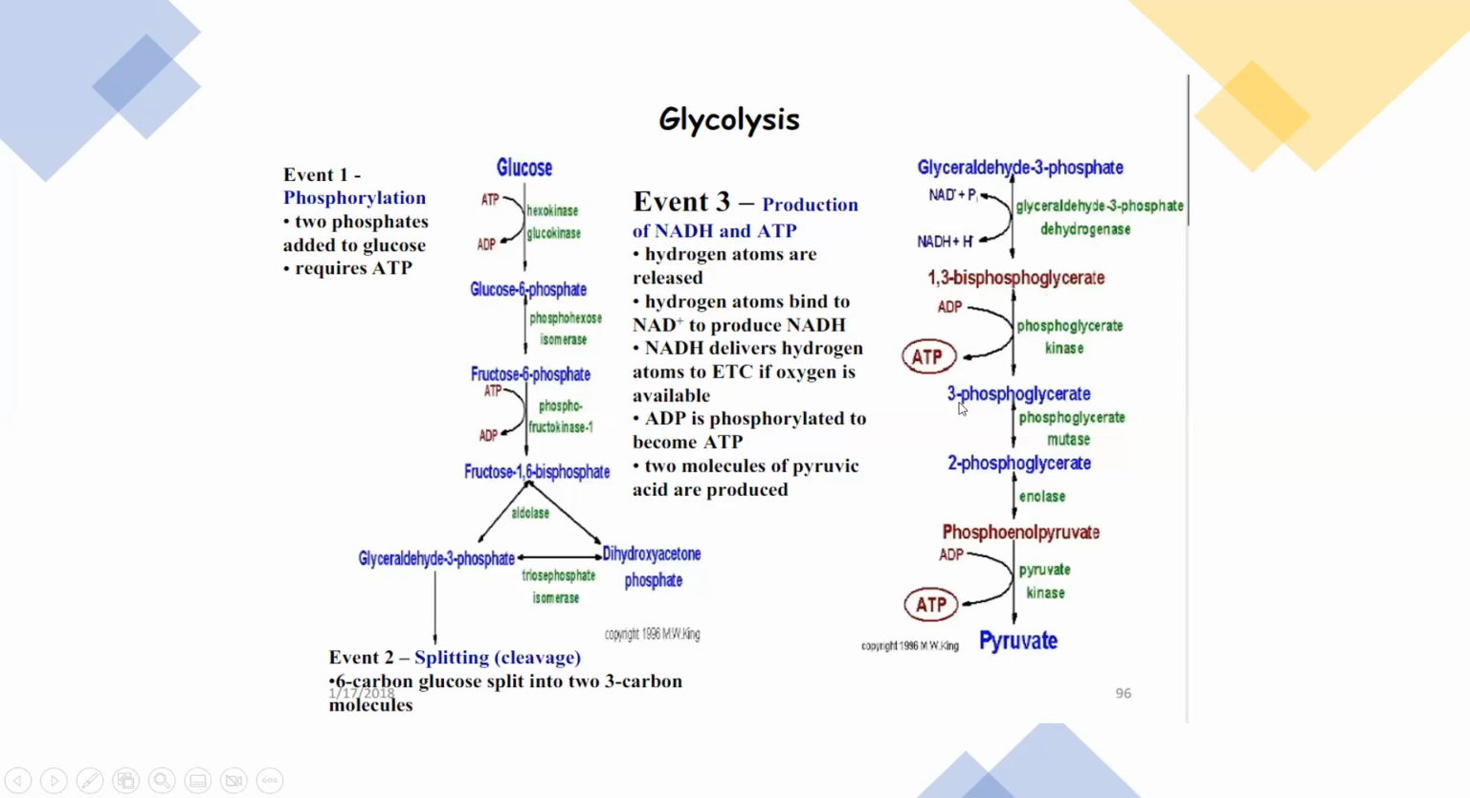Now this compound is converted to 2-phosphoglycerate by the enzyme phosphoglycerate mutase. Next, 2-phosphoglycerate is converted into phosphoenolpyruvate in the presence of the enzyme enolase. In the last step, phosphoenolpyruvate is converted into pyruvate in the presence of pyruvate kinase. Here also one ATP is formed.